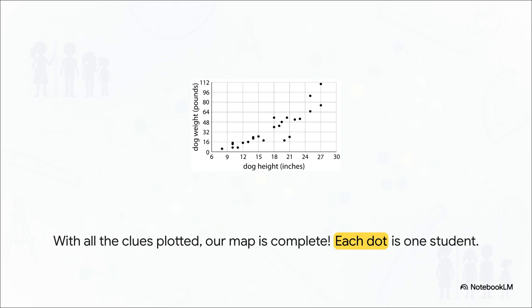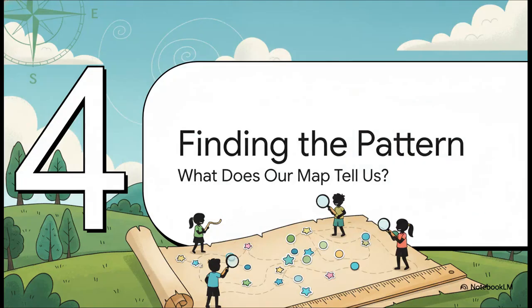Now, this chart is actually showing a dog's height versus its weight, but the idea is exactly the same. Each one of those dots represents one subject, one person or one dog, and its position tells the story of their two paired measurements. All the clues are on the map, the data has been visualized, and now comes the most exciting part of the whole adventure: reading the map, finding the pattern, and finally answering our question.